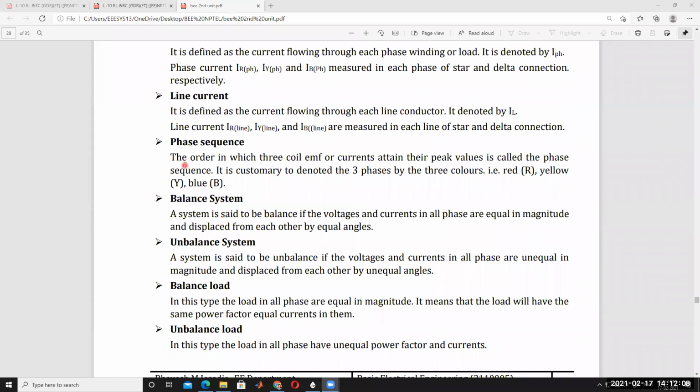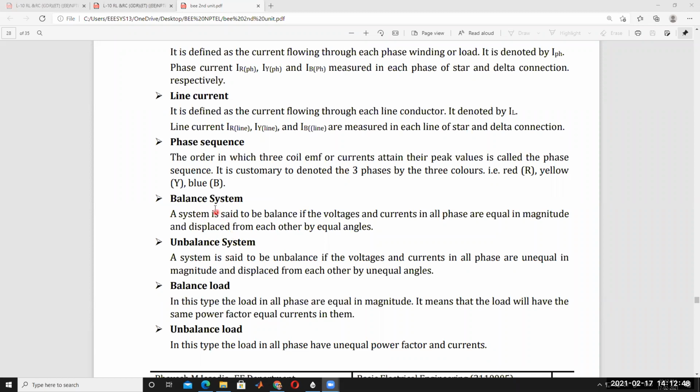The phase sequence, the order in which the three coil EMFs or currents attain their peak values, is called the phase sequence. It is customary to denote the three phases by three colors: red, yellow, blue. R phase, Y phase, B phase. The phase sequence is called RYB. RYB phase sequence is sometimes denoted by ABC also. ABC phase sequence.